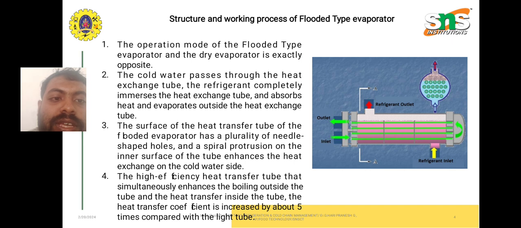The surface of the heat transfer tube of the flooded evaporator has a plurality of needle-shaped holes and a spiral protrusion on the inner surface of the tube which enhances the heat exchange on the cold water side. The high efficiency heat transfer tube simultaneously enhances the boiling outside the tube and the heat transfer inside the tube. The heat transfer coefficient is increased by about 5 times compared with the light tube.